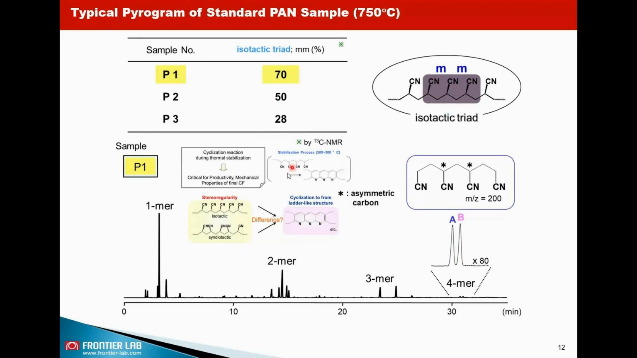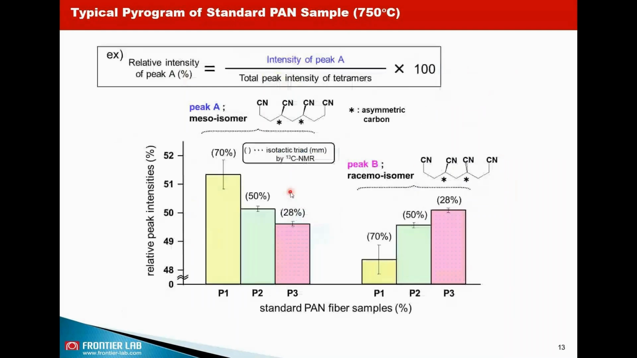We took these 3 samples, which underwent flash pyrolysis, and the data was calculated based on the intensity of peak A over the total peak intensity of the tetramers, A and B, and we can clearly differentiate. As I said, P1 should favor the meso isomer. The 70% sample shows that the peak area for the first peak is larger than the second peak, and similarly for the other samples. So it is another kind of application where Py-GCMS can be used for stereo regularity studies of different polymers.